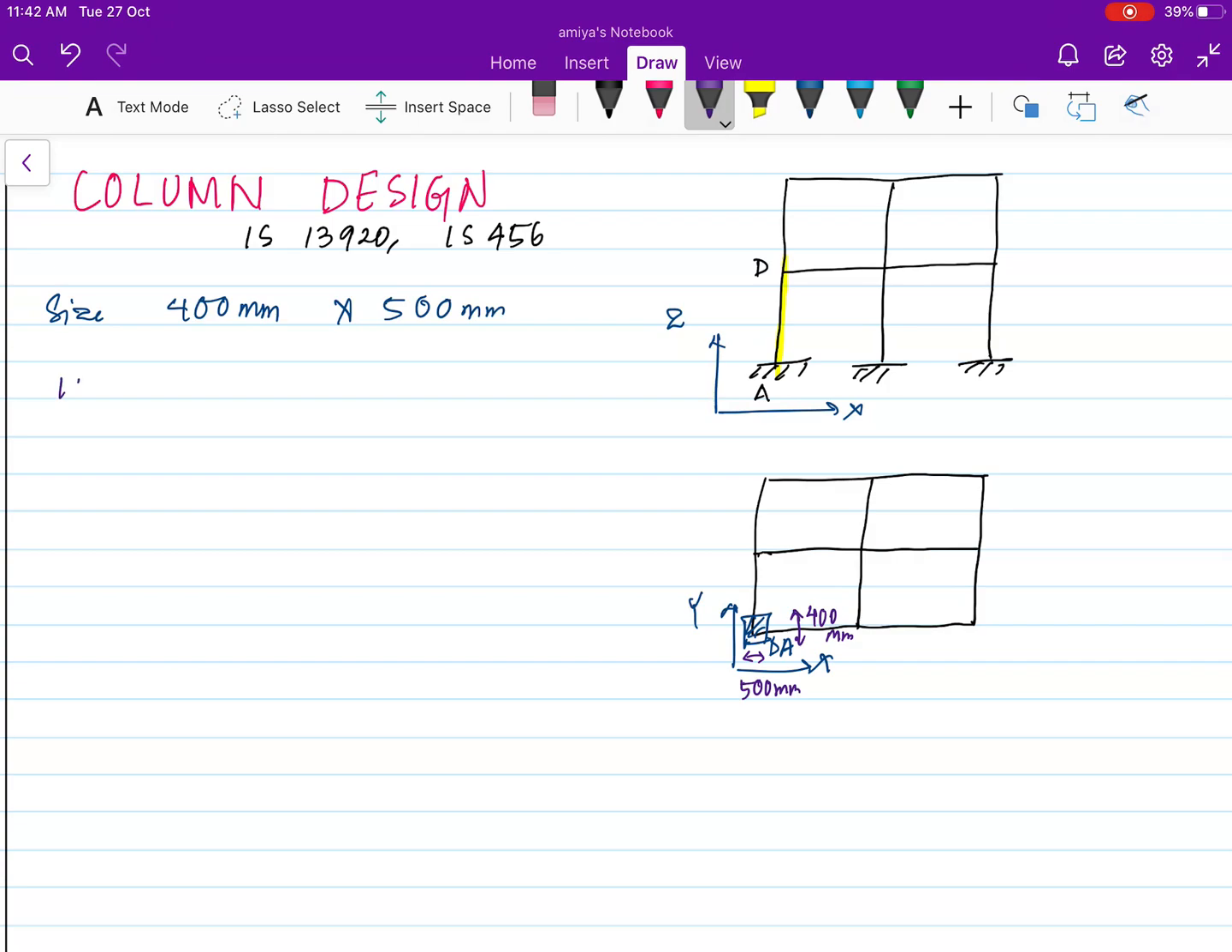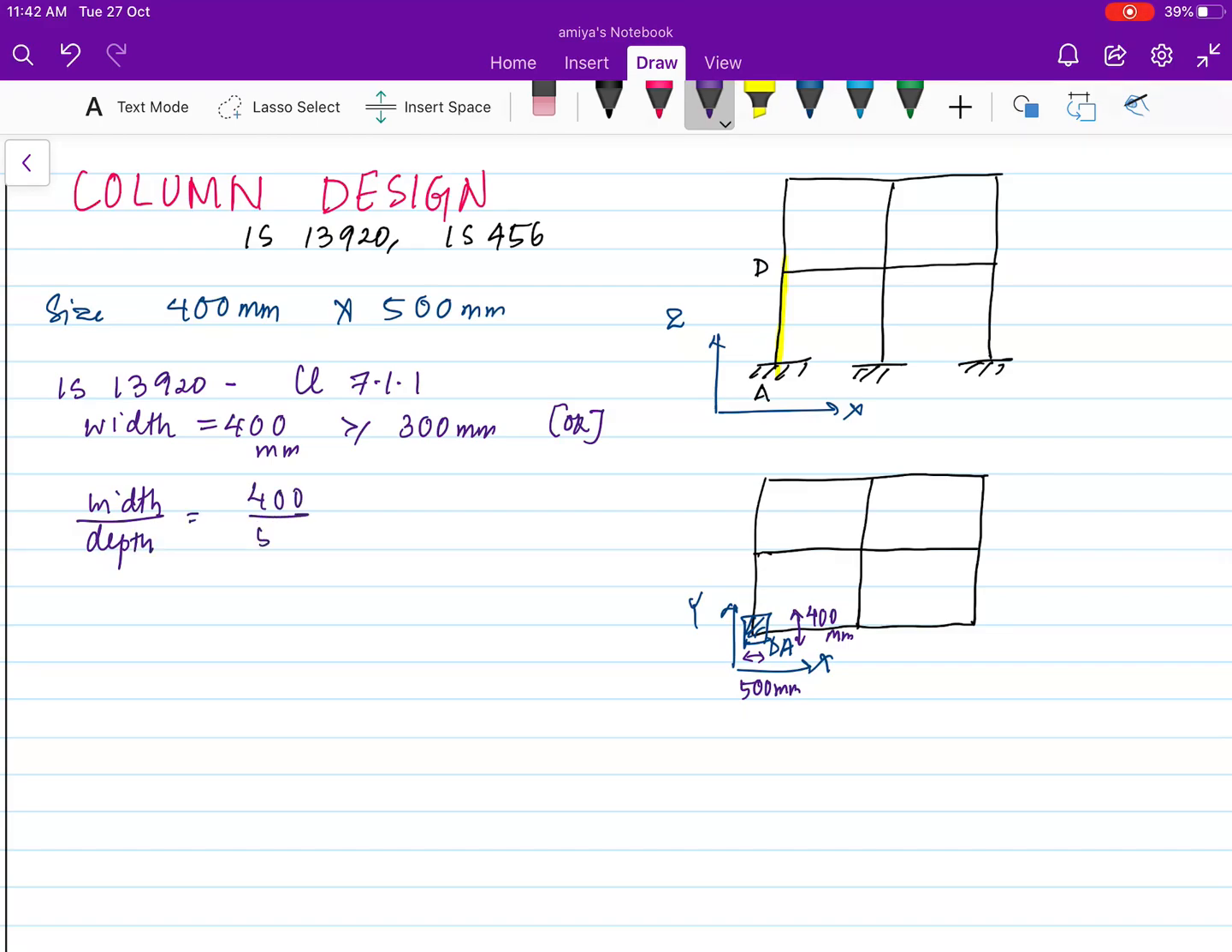Referring to IS 13920 clause 7.1.1, we are going to check the member sizes. Our width is 400 mm. This is greater than the minimum width required, 300 mm, so this is okay. Next, our width to depth ratio: 400 by 500 is 0.8. This is greater than 0.4, so this is also okay.